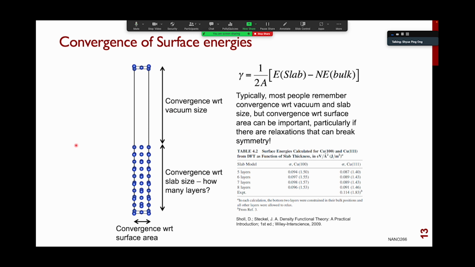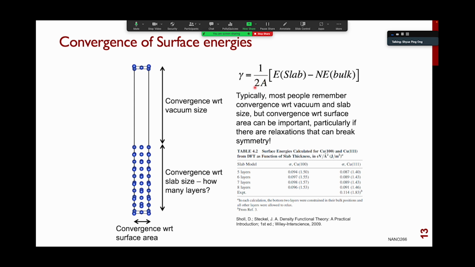The surface energy is defined by this equation over here. You do the calculation of the energy of the slab, then you subtract out the energy of the bulk. Obviously, the two must have the same number of atoms. So you can, for example, take the energy of a single atom multiplied by the total number of atoms in your slab, and that gives you this surface energy equation. A is, of course, the surface area of your slab. So the surface energy is always defined in terms of energy per unit area of your crystal.